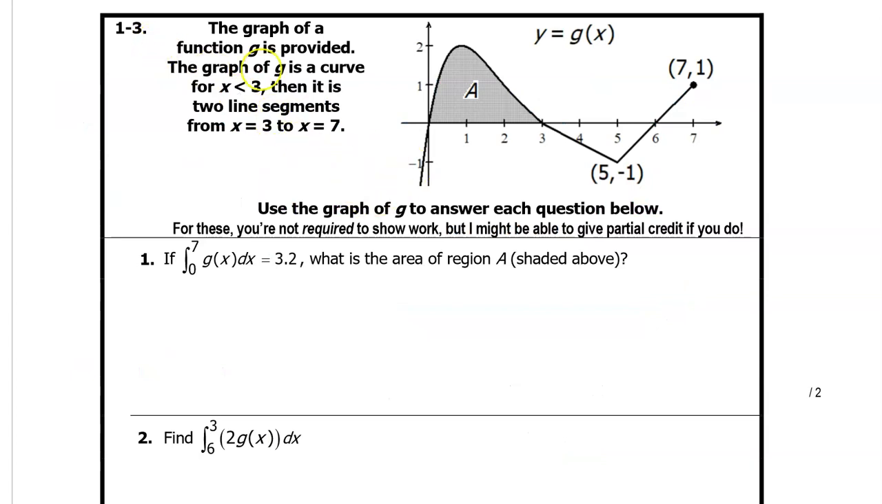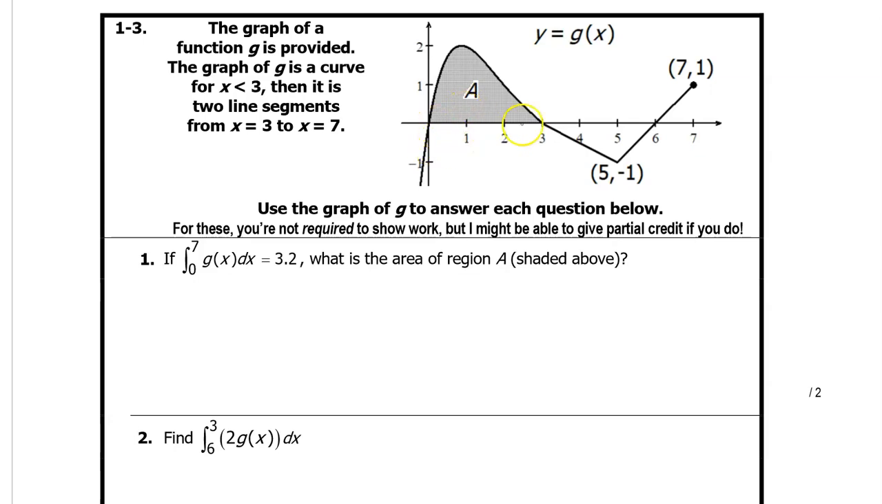For problems 1 through 3, we are given this graph of g of x, which consists of some unknown curve for x values less than 3, and then two line segments. Problem number 1. If the integral from 0 to 7 of g of x dx is equal to 3.2, what is the area of the shaded region A?